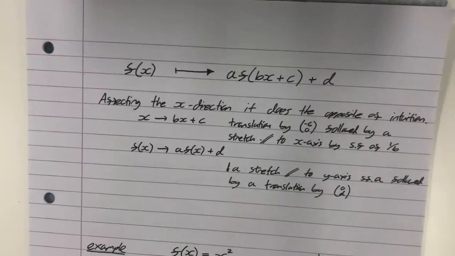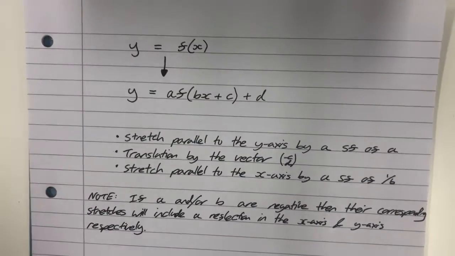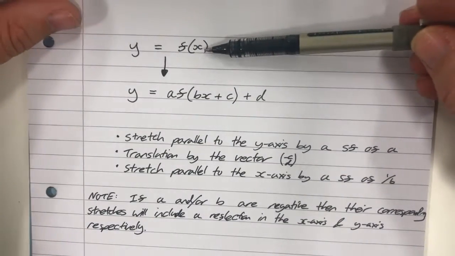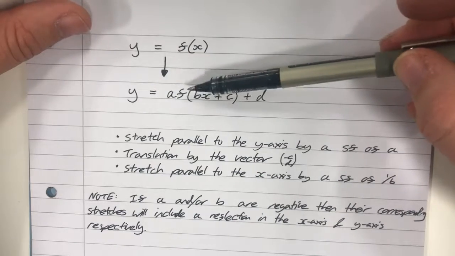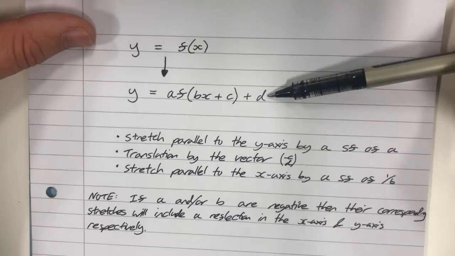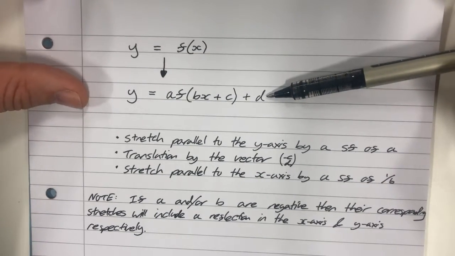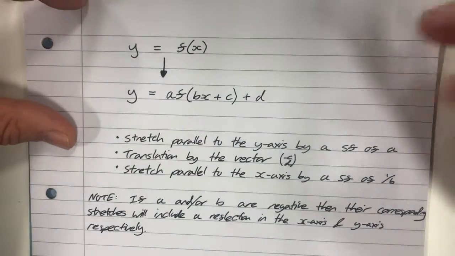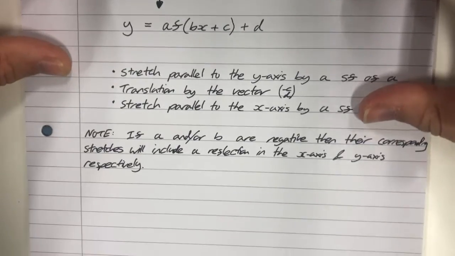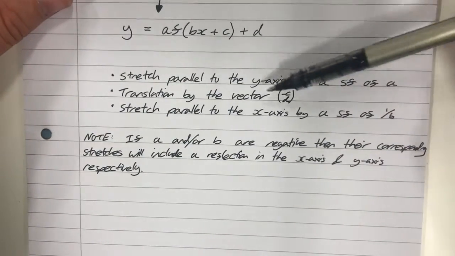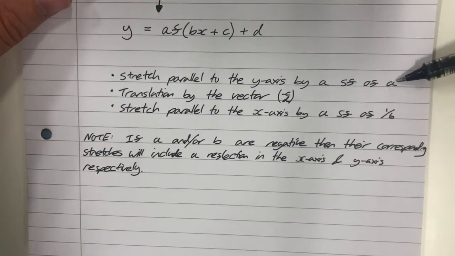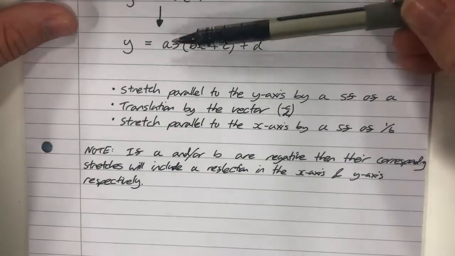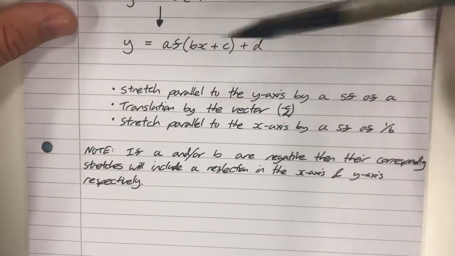So in general then, the graph of y equals f of x maps to the graph of y equals a f of bx plus c plus d. We can break that down into 3 transformations followed in this very particular order. First of all, do the stretch parallel to the y-axis by a scale factor of a. And the reason why we do that is because in the y direction we do the stretch first.